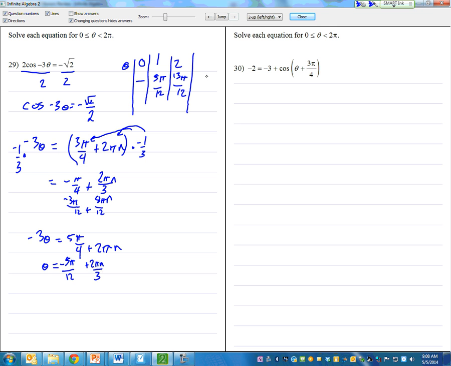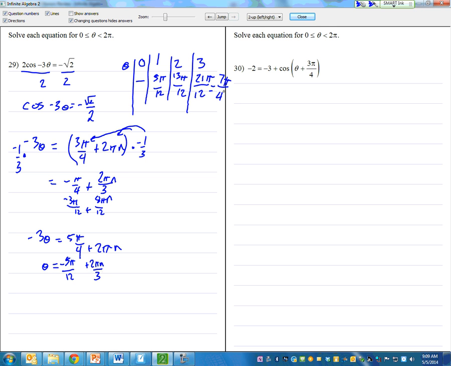I plug in 3. 3 times 8 is 24. 24 minus 3 gives you 21 pi twelfths. Okay, 21 pi twelfths. Now, there's a number that goes into both of those values. 3 goes into both those, so you can really write that as 7 pi fourths. So this right here is really 7 pi fourths.